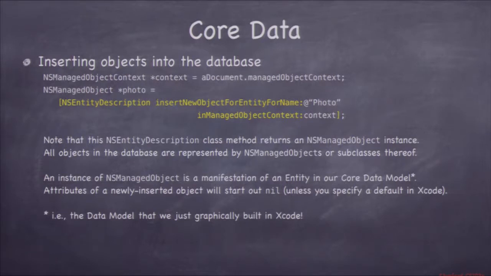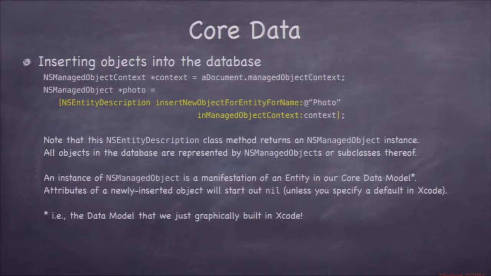So you can see I can't insert an object without having a context. The context is the hook that lets you insert things in the database or query or anything. So you have to have the context. And that first argument, @"Photo", is the name of the entity. So remember in the mapping thing when I made a Photo entity and a Photographer entity, this is a string which is the name.